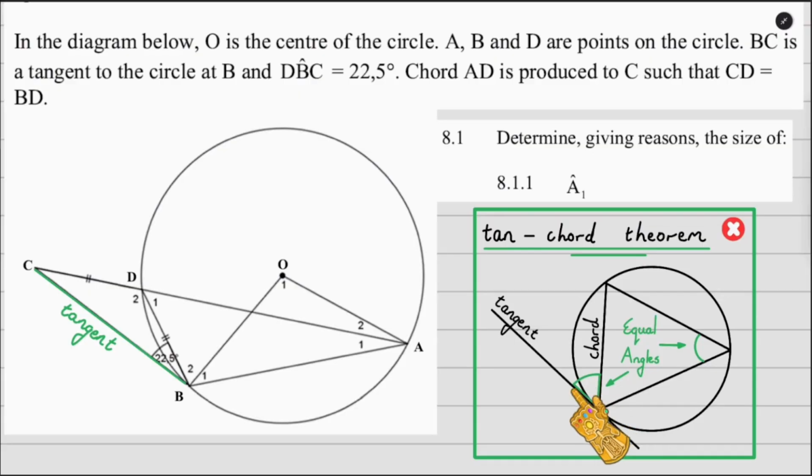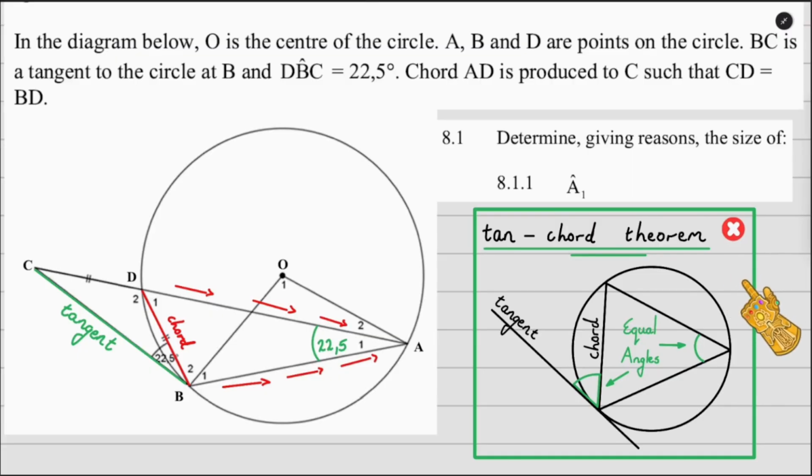So if we apply that here, our chord is DB. And after recognizing our chord, we follow that down to the circumference. And when we follow that chord down to the circumference, it takes us to A1. So A1 will be the same size as this angle between the tangent and chord, which is 22.5. And now we've successfully applied the tan chord theorem.